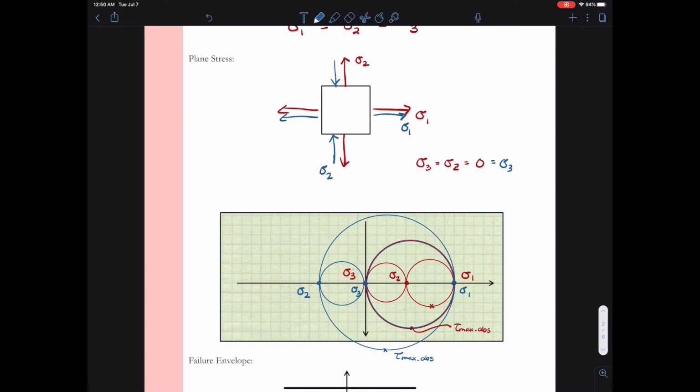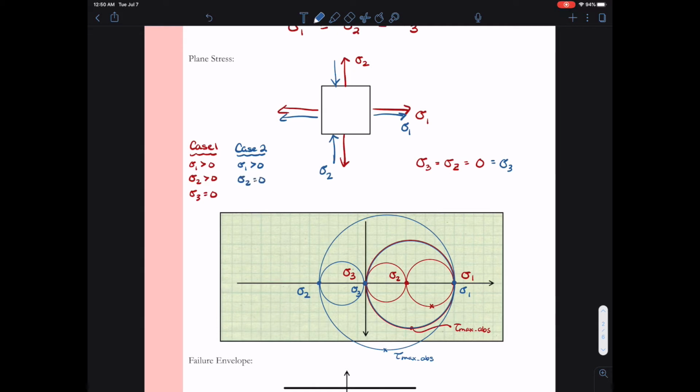I just want to reiterate the importance, when you're using Tresca's criterion, to make sure that you're identifying tau max absolute from your Mohr circle considering all three principal stresses.